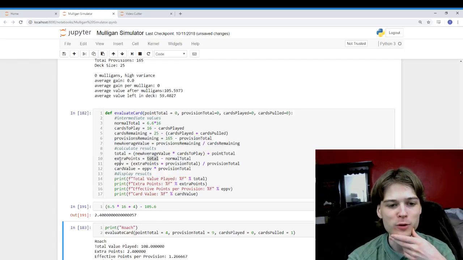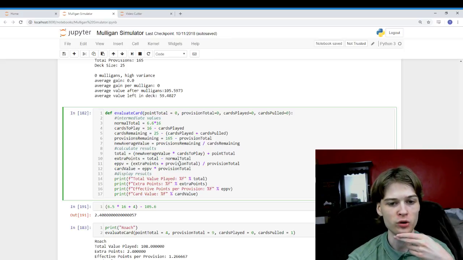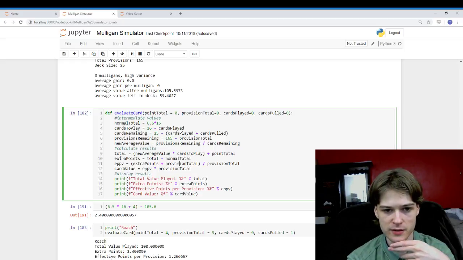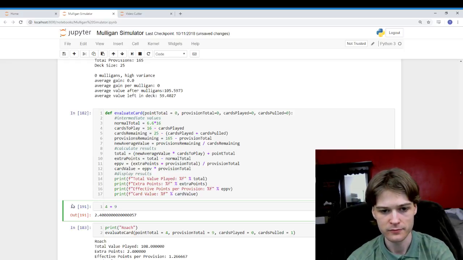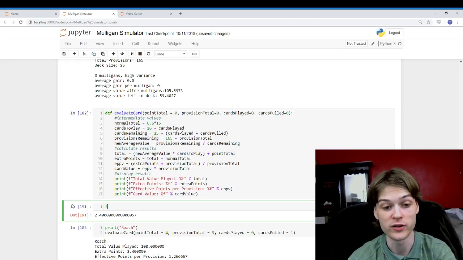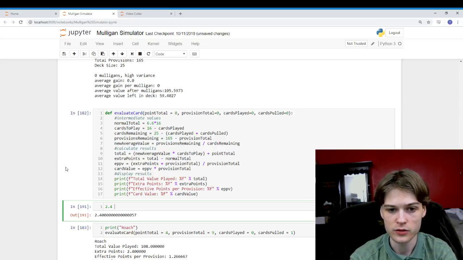The expected points per provision is the EPPV here, which is the extra points plus the provision total, divided by the provision total. So extra points, we're getting 2.4 extra points. The provision total is 9. That was the number that we just derived up here. We are adding that to our provision total, and we are dividing that by our provision total.